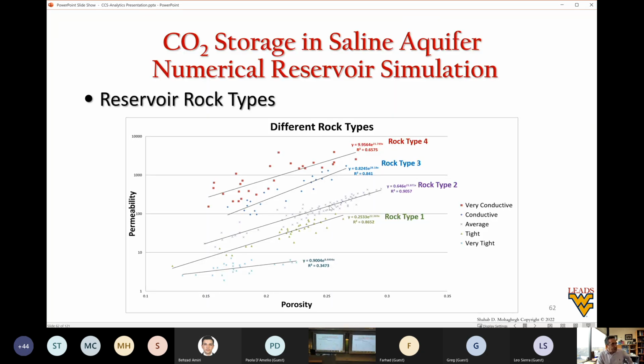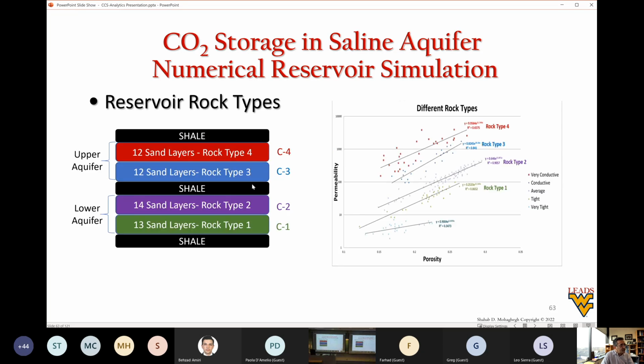And these are the actual porosity and permeability data that was received from Citronelle. We identified 5 different rock types, but we used these 4 different rock types, 1, 2, 3, and 4, based on what you see here, and used them in this numerical simulation. We called this one very conductive, this one conductive, this one tight, and this one very tight. So actually, this is how we did it.